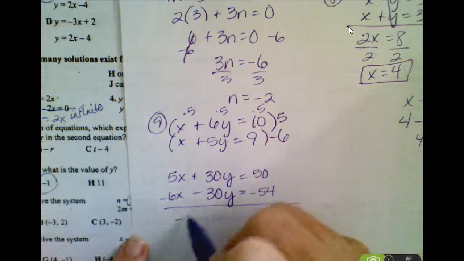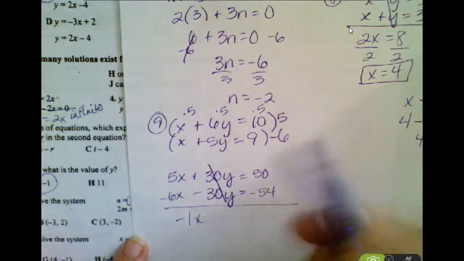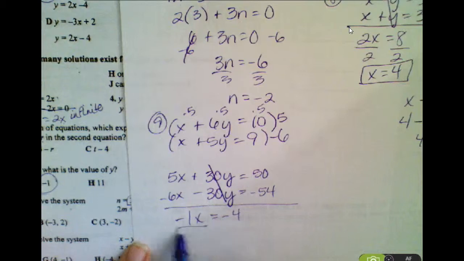Negative 1x, yeah. Negative 1x, 30y minus 30y. Yes. Goes away. Goodbye. 50 minus 54. Negative 4. Now what do I do, Killian? You divide? Yeah, you divide by the 1. By negative 1. So negative 4 divided by negative 1 is? 4. Good. Okay? Halfway home.